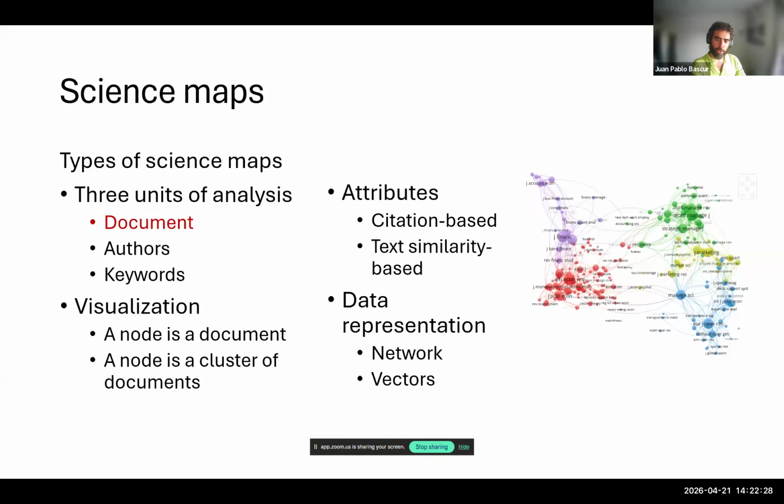And then, for how you represent the data, you can either do it as a network or as vectors, as I just explained. The traditional way of doing this is networks. And then, for example, you have networks of citations between documents. And this network, you can just project it, as you see in the map, or you can cluster it with algorithms that find communities inside the network.